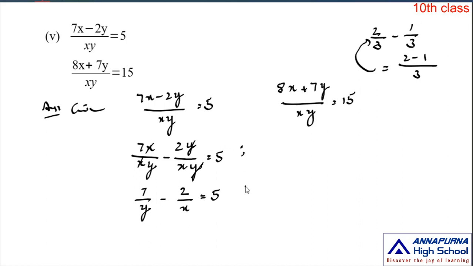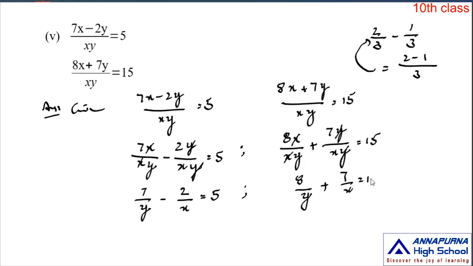Apply the same process in the second equation also. Here also we have a common denominator. Now split this common denominator to the two terms of the numerator. That means 8x by xy plus 7y by xy is equal to 15. Now x cancels, y cancels. So the equation is 8 by y plus 7 by x is equal to 15.